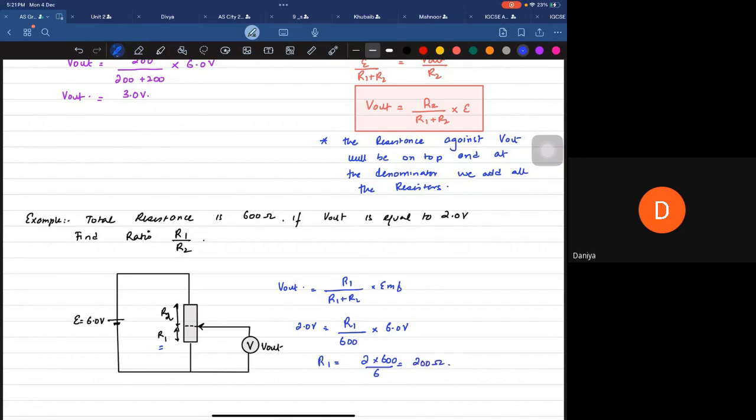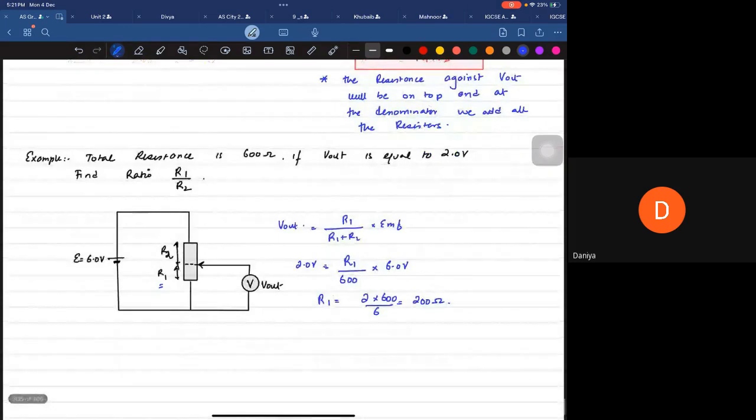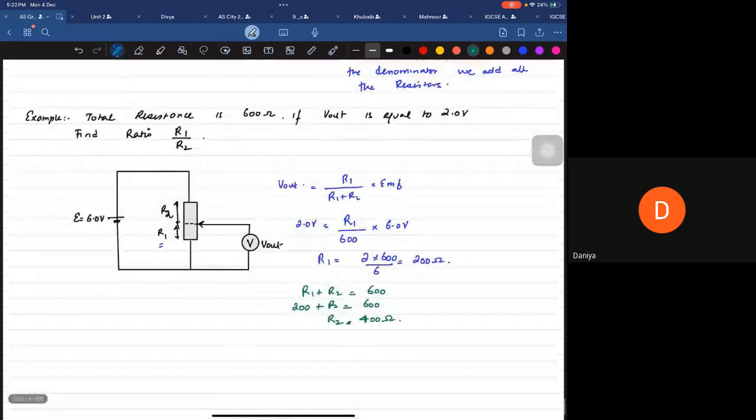Alright, kids. So you got R1. We can find R2 as well because we know R1 plus R2. Let me change the color. We know that R1 plus R2 is 600. If R1 is 200, then R2 is going to be 400 ohms, like that. Now we want to find the ratio R1 over R2. So R1 over R2 will be 200 divided by 400. That's going to be 0.5, like that.